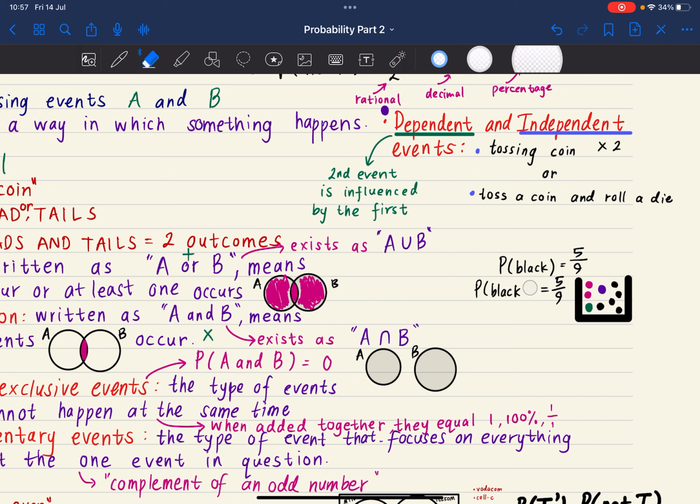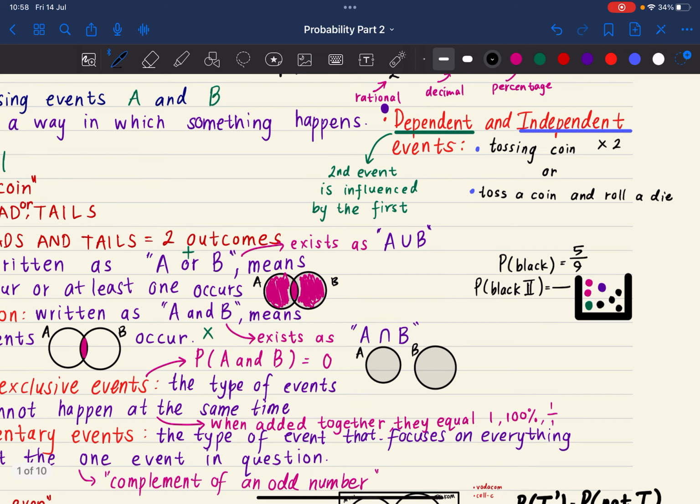How would this change if we didn't replace the ball after picking it? Again, the first one would be the same. We have a total of 9 balls, and the probability of picking a black ball is 5/9. However, this time, if we pick a black ball, we don't replace it. Now you can see that the denominator, or the total outcomes, is going to be 8. And this time you can pick 4/8. So we can see that the total outcomes are changing. It changed from 9 to 8.